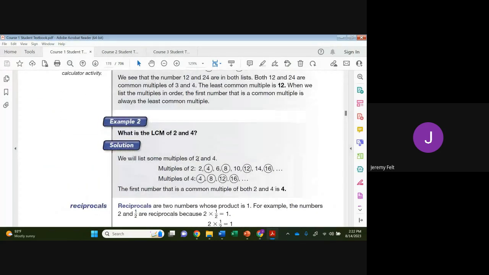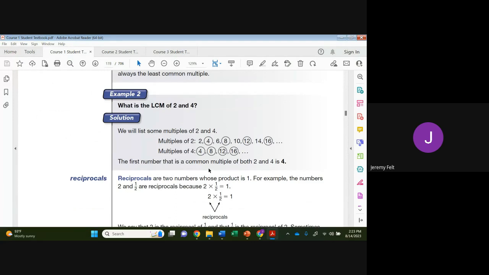Okay, like we said, 2 and 4. Well, 4 is a multiple of 4 and of 2, so that would be the least common multiple. Now, reciprocals. A reciprocal is where we just take a fraction and we just flip it.